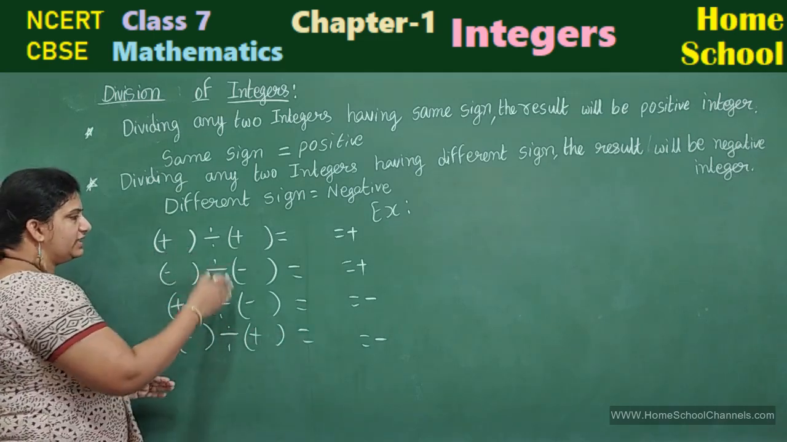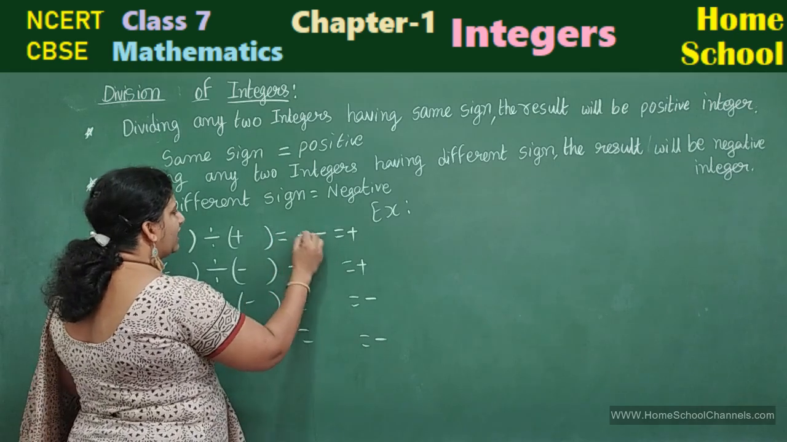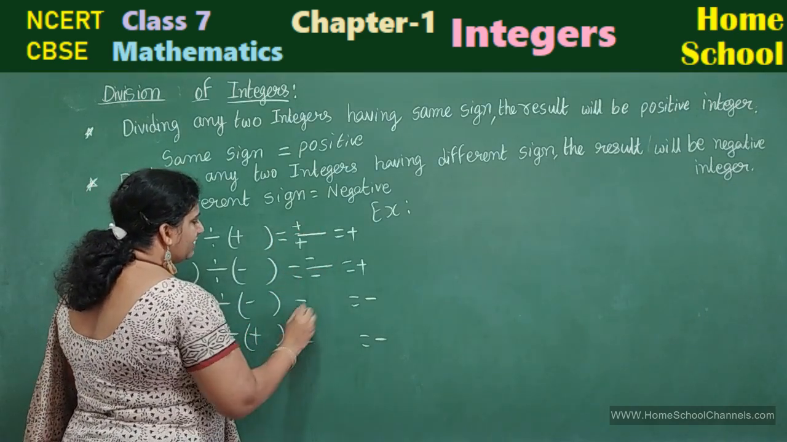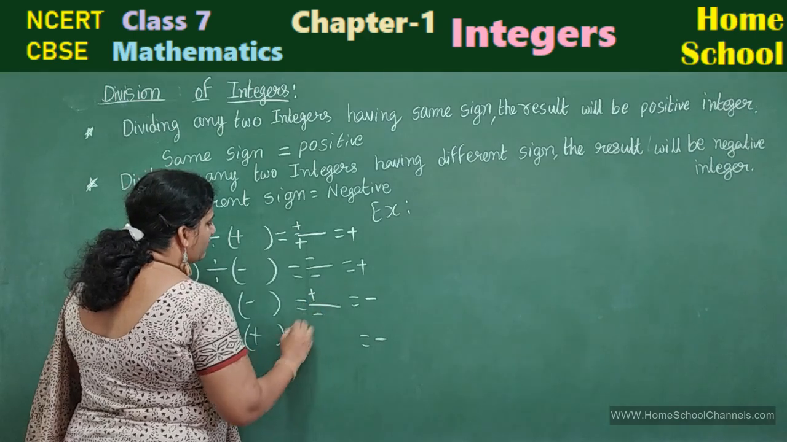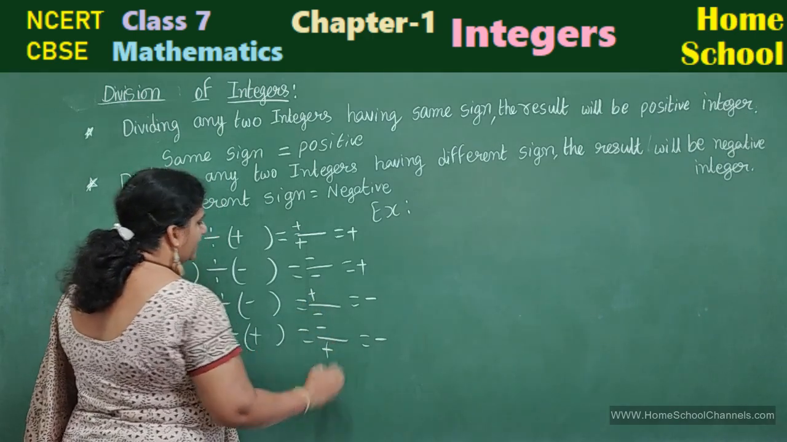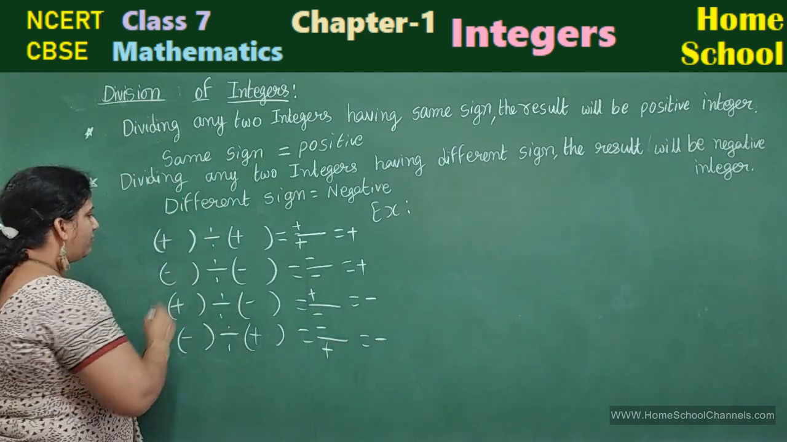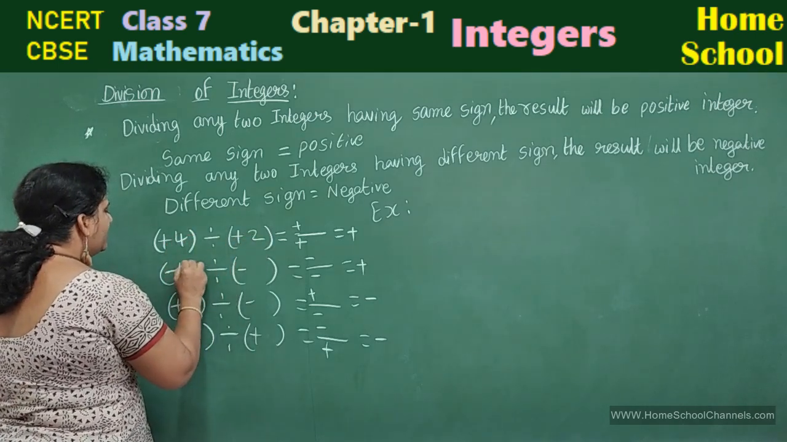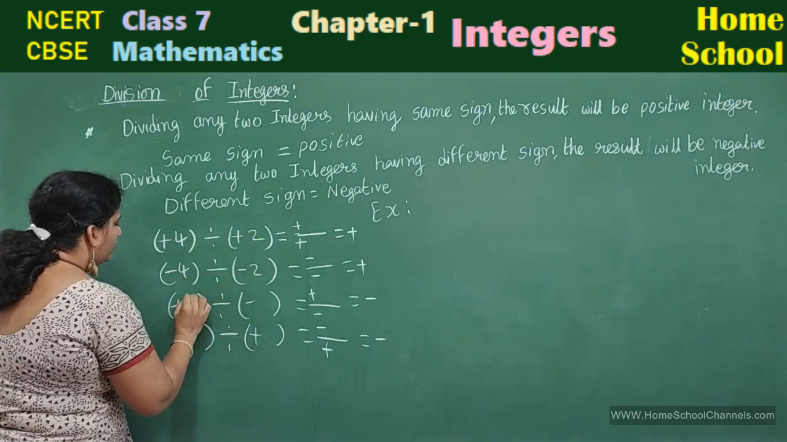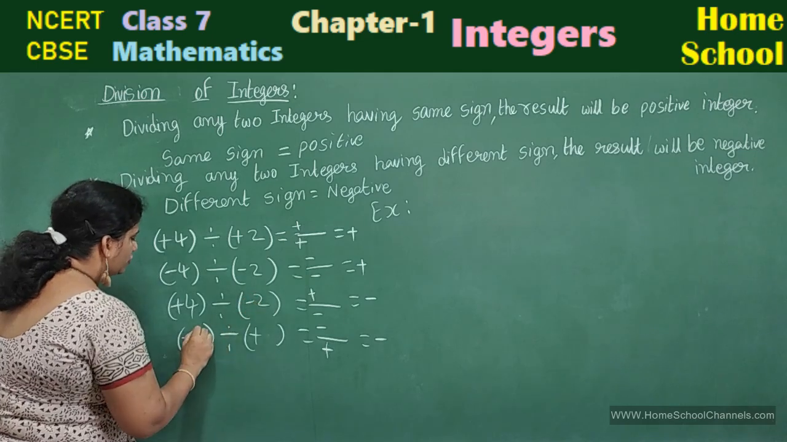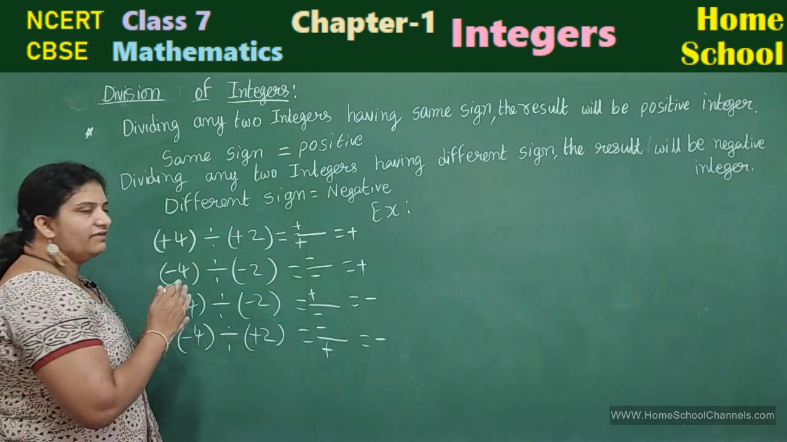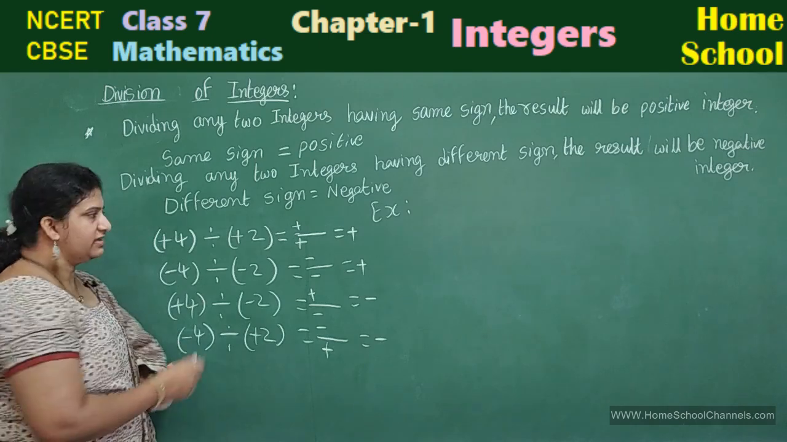Now these symbols, instead of this, I may write like this: plus by plus, minus by minus, plus by minus, minus by plus. Now let us take with the numbers: plus 4 by plus 2, minus 4 by minus 2, plus 4 by minus 2, minus 4 by plus 2. Okay. We are dividing with the integers.